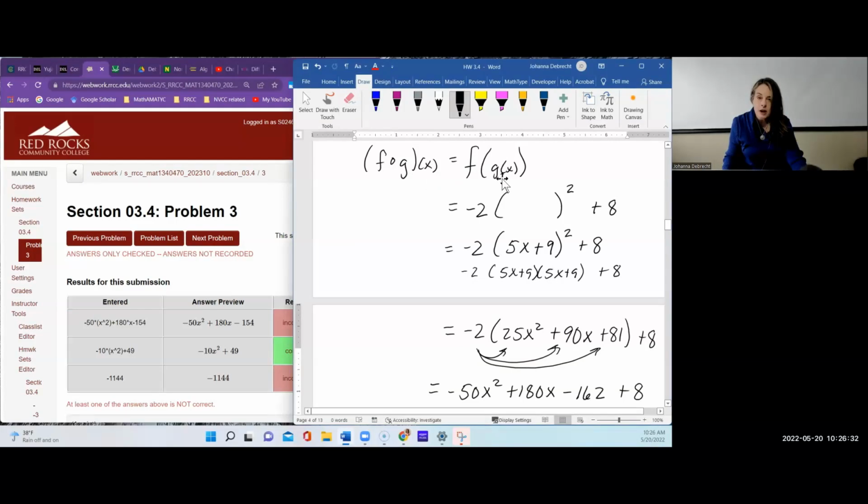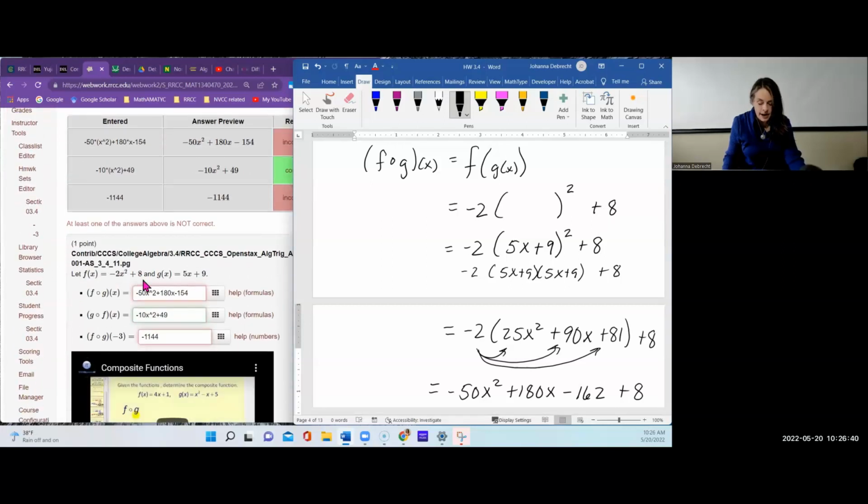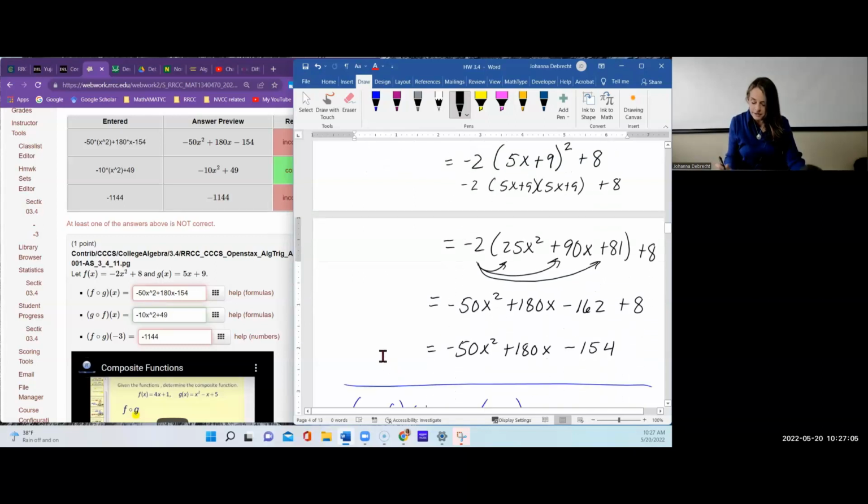Returning to the part where we solve for f composed with g, I have -2 times something squared plus 8. That matches the function that I have here. Then I replace the inside with the other function, 5x plus 9, which matches. Boiling it out, I would get 25x squared plus 90x plus 81. Then I distribute the -2, and there's the mistake. Do you see what I did? I multiplied -2 by 90x, and I got a positive. It should be a negative. Let's fix that now. This should be -180x.